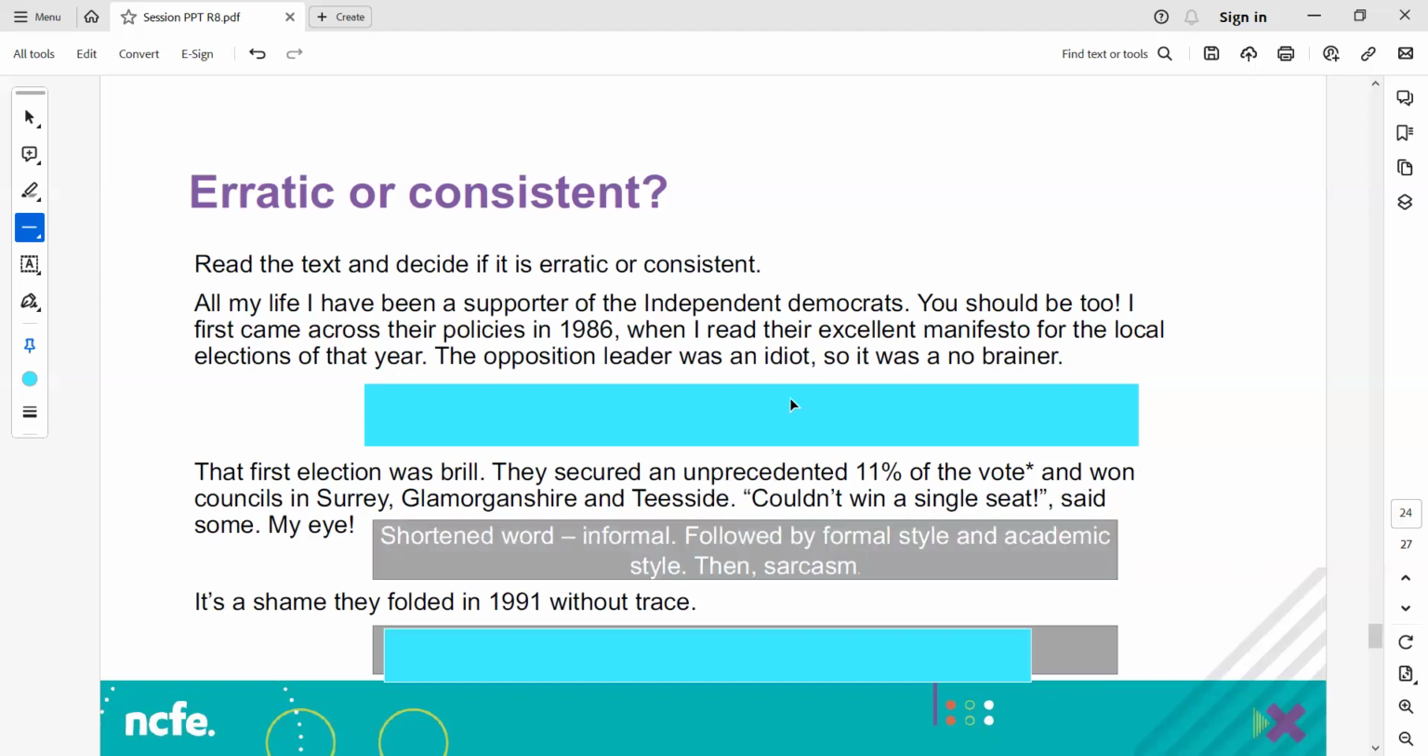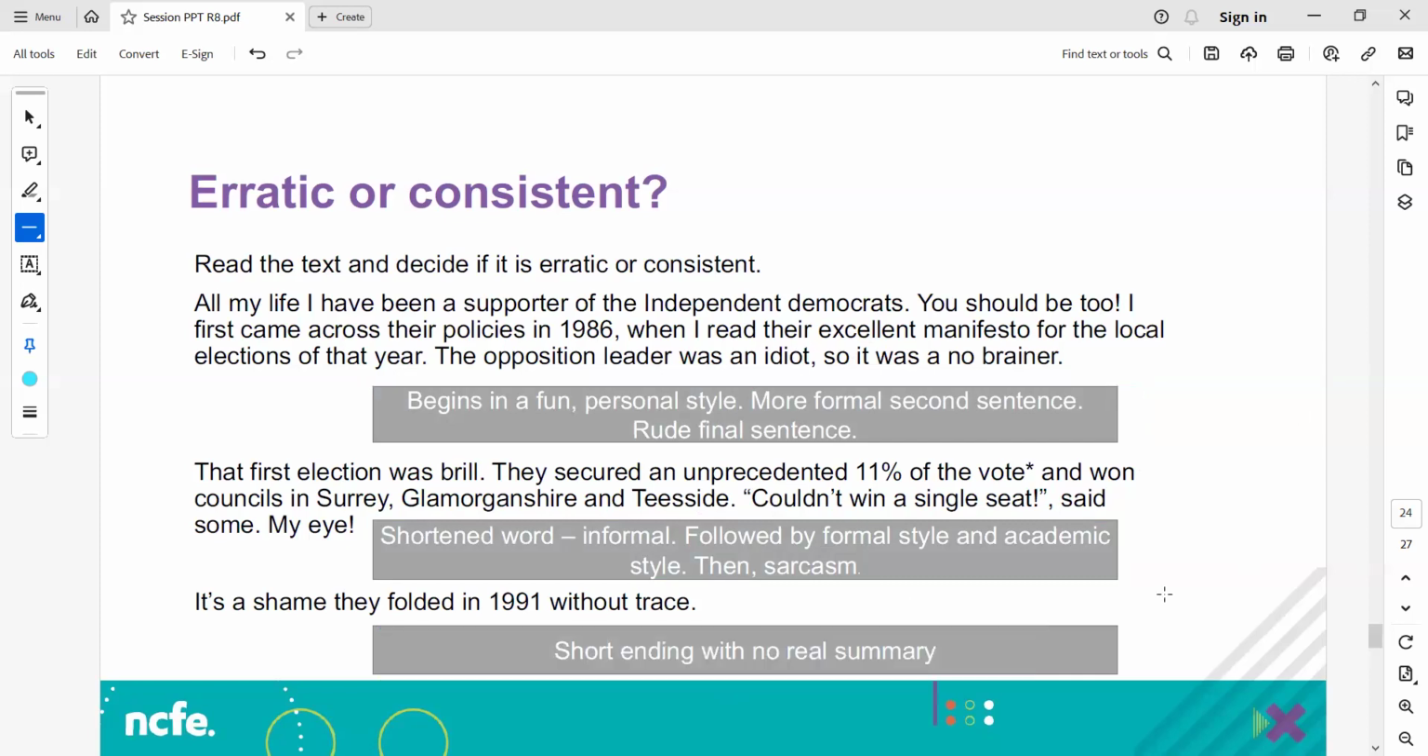Okay, let's have a look. So as a whole, we've got this last sentence here. It's a shame they folded in 1991 without trace. So let's look at this as a whole for this text rather than one and the other. So we're going to read it through and then look at those features, and then we'll decide. Okay.